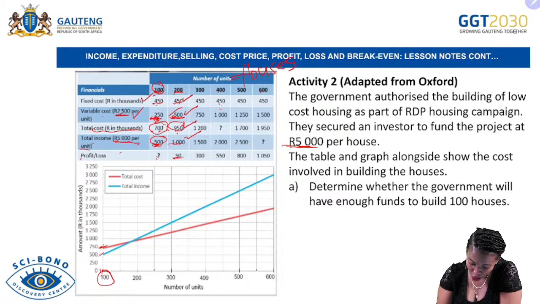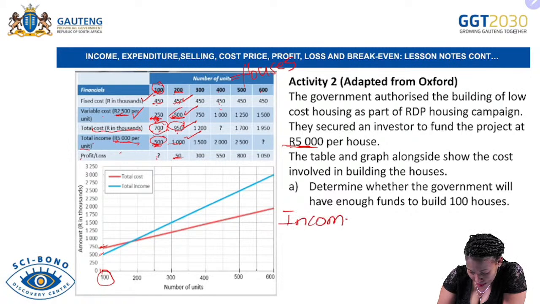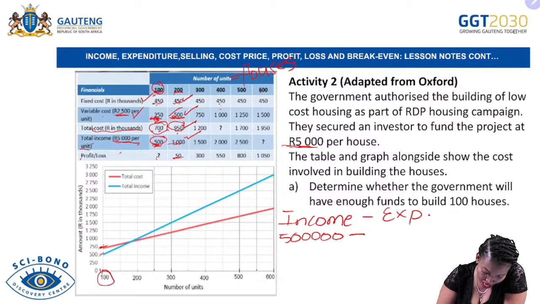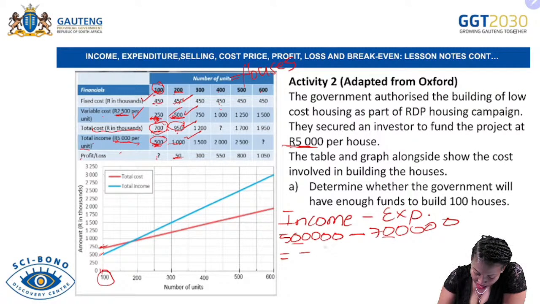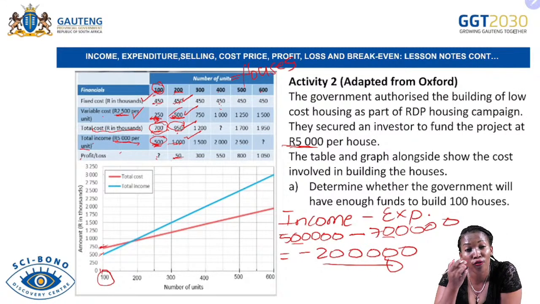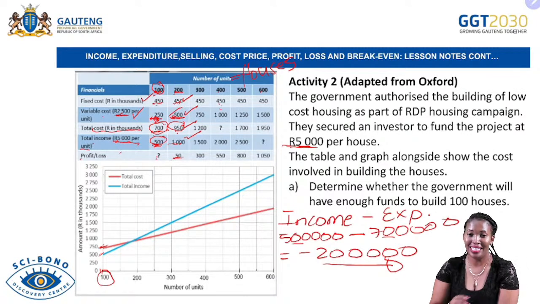So the answer here, we must determine whether the government will receive... Okay, so we are going to say income minus expenses. So our income for 100 houses is 500,000 minus the total cost for 100 units, which is 700,000. So if you take 500,000 minus 700,000, the answer is negative 200,000 rand. So it means the government will be short of 200,000 rands. So they will not be able to build the 100 houses that they're supposed to be building.